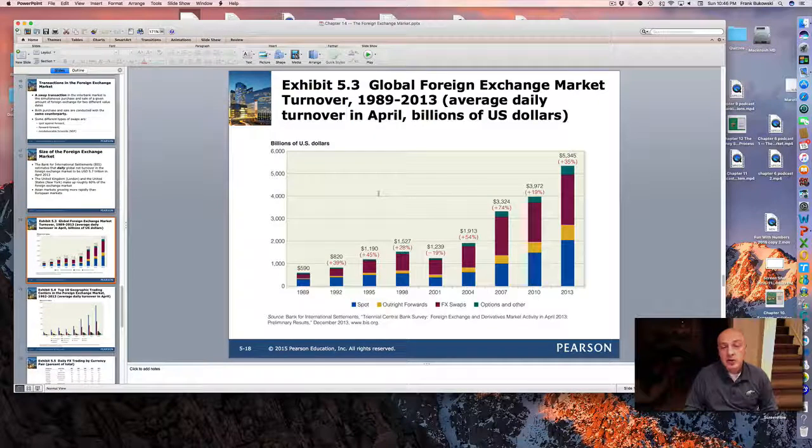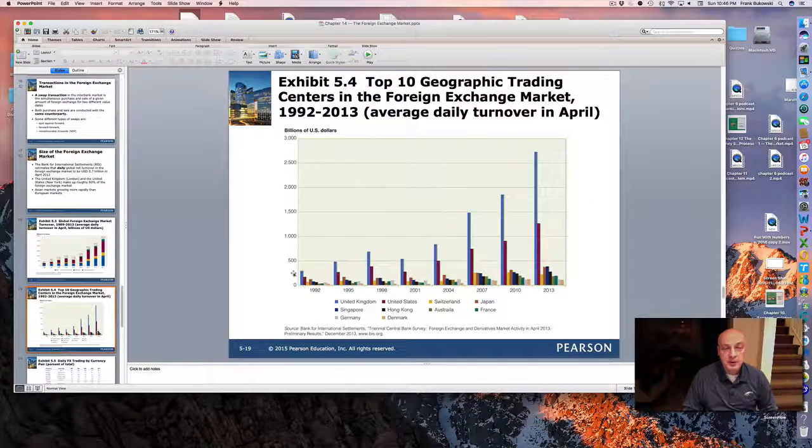If we were to look at the types of transactions that are being done on a daily basis over a yearly period, we can see that it was quite small in terms of what the daily volume was in 1989, all the way up to April 2013 of 5.3 trillion. Notice that FX swaps, which is the red, and spot transactions make up the majority of the transactions. And that's held pretty constant throughout the years from a period of 1989 to 2013.